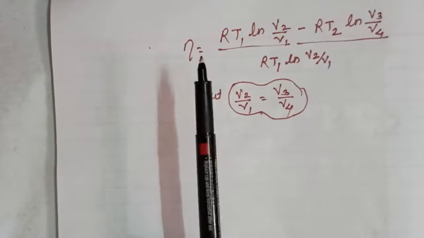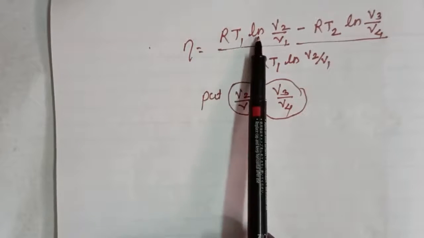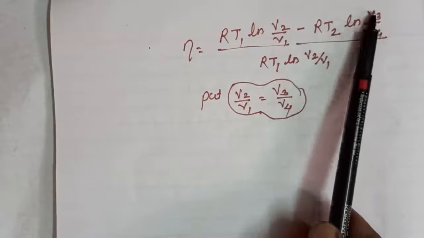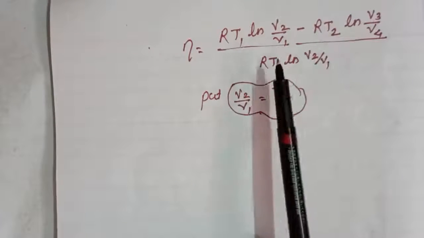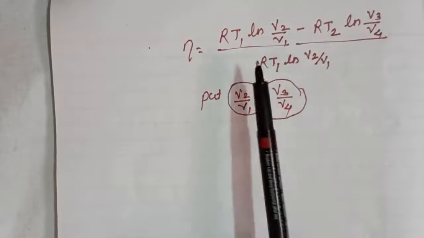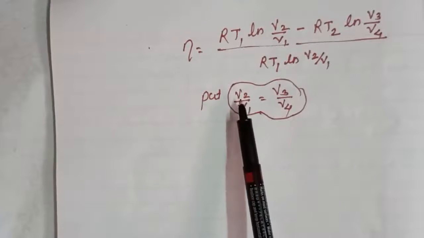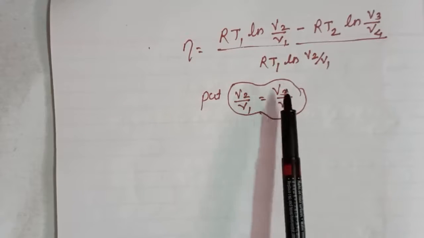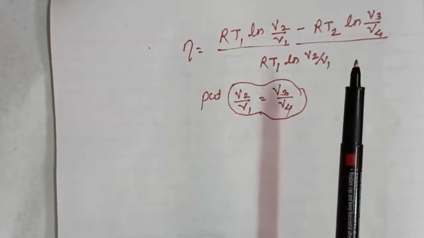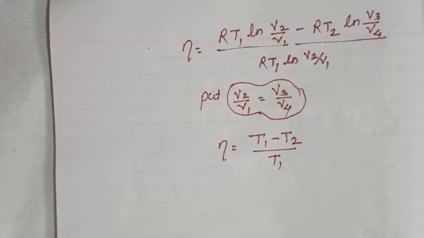Efficiency eta is equal to RT1 log of V2 upon V1 minus RT2 log of V3 upon V4 whole divided by RT1 log of V2 upon V1. In this equation put V2 upon V1 is equal to V3 upon V4. Then we get efficiency eta is equal to T1 minus T2 divided by T1.